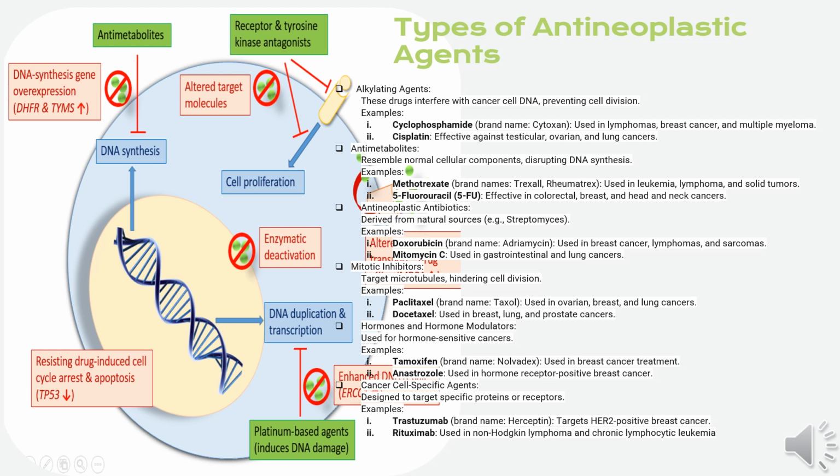You also learn of some cancer-specific agents. These are tailored to target specific aspects of cancer cells. For example, trastuzumab, known as Herceptin, targets HER2 positive breast cancers, and rituximab is used in non-Hodgkin's lymphomas and chronic lymphocytic leukemias. As we go through each category, consider not only the mechanism of action but also the side effects and the impact on the patient's quality of life. It is our responsibility to understand these treatments to provide the best care possible. So let's move to the next slide for a deeper dive into each of these agents.